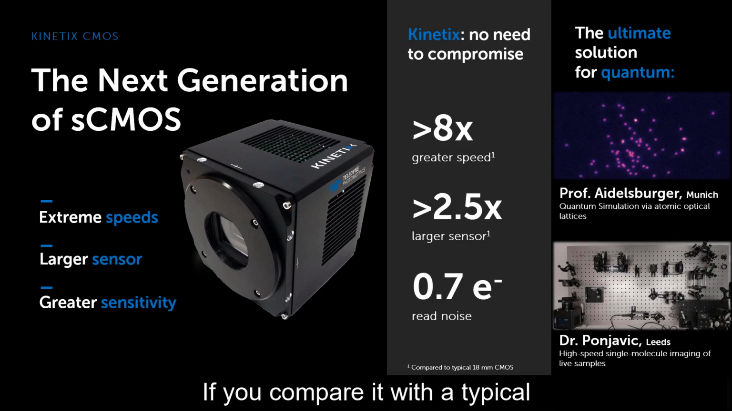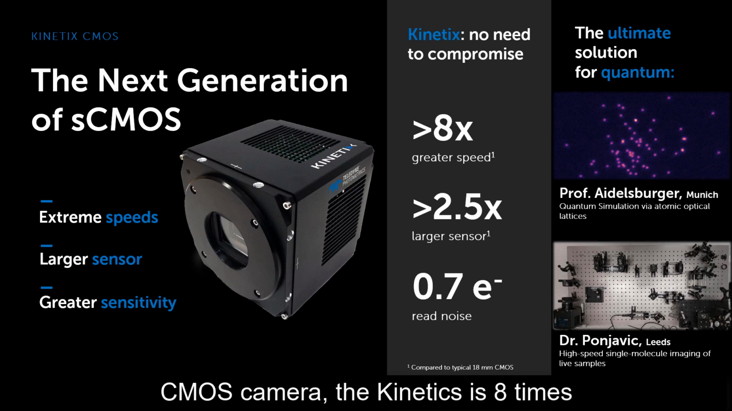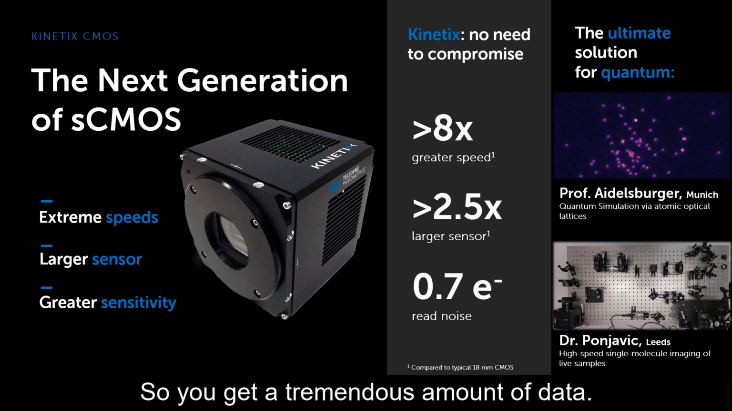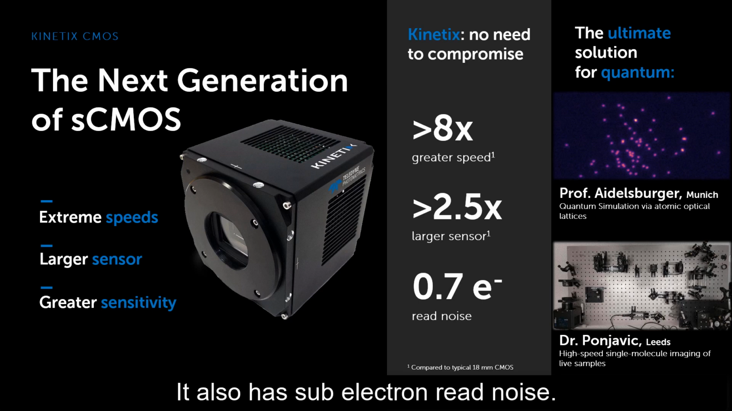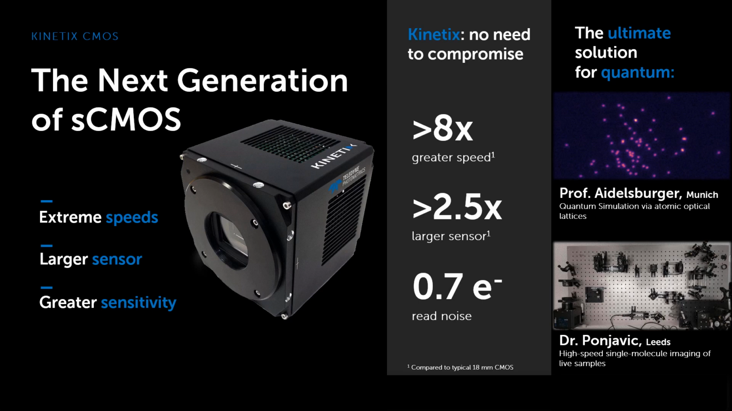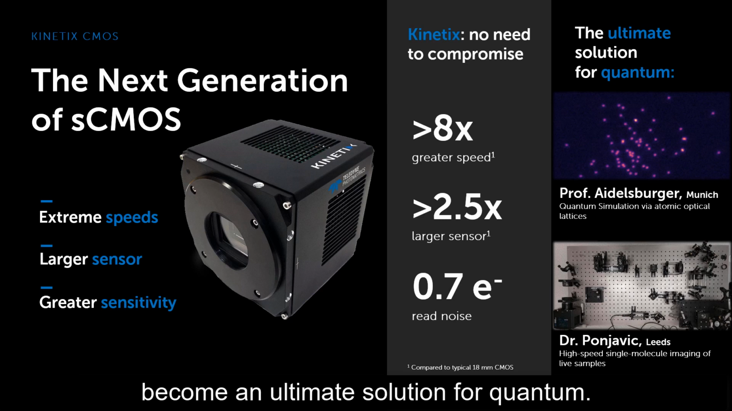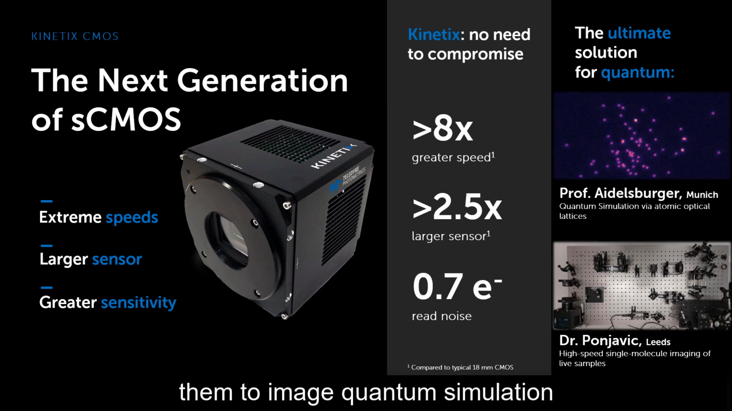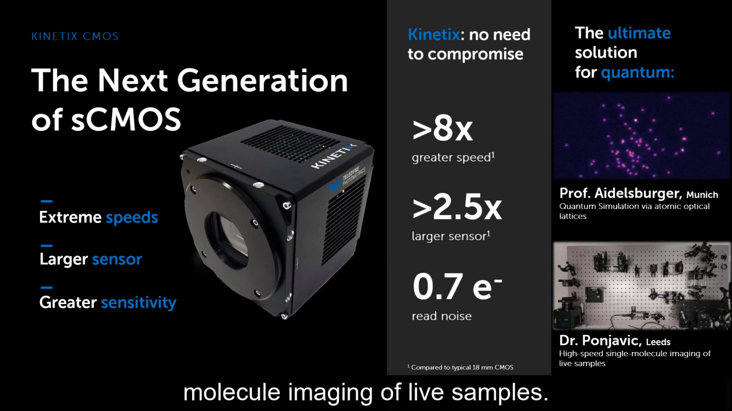If you compare it with a typical 18mm CMOS camera, the Kinetics is 8 times faster with a 2.5 times larger sensor. So you get a tremendous amount of data. It also has sub-electron read noise. Because of all these specifications, it's become an ultimate solution for quantum. We have a number of people using them to image quantum simulation systems and even high-speed single molecule imaging of live samples.